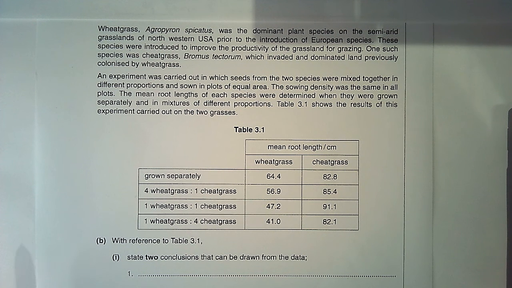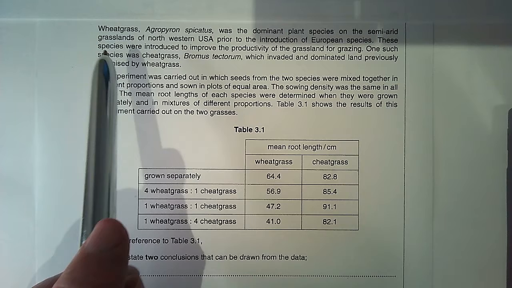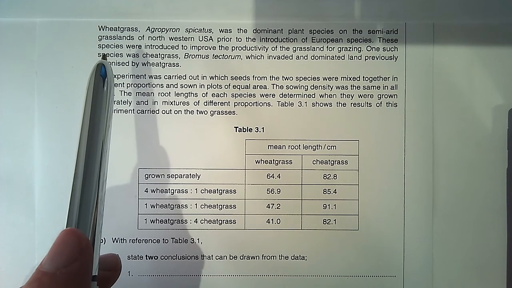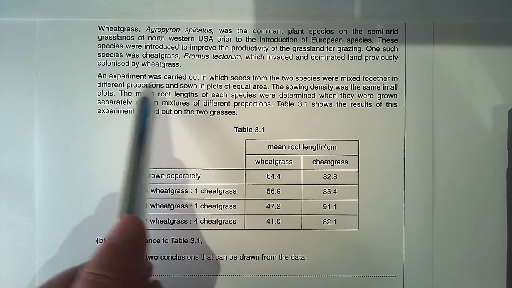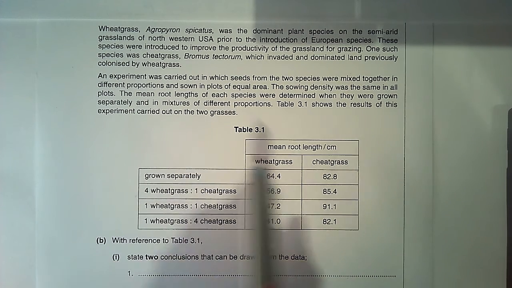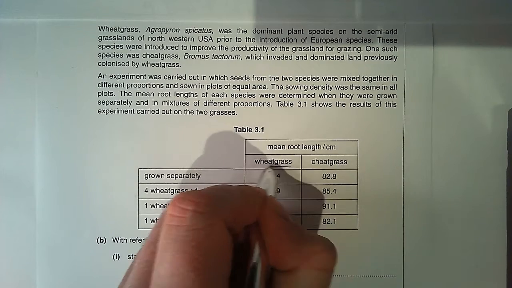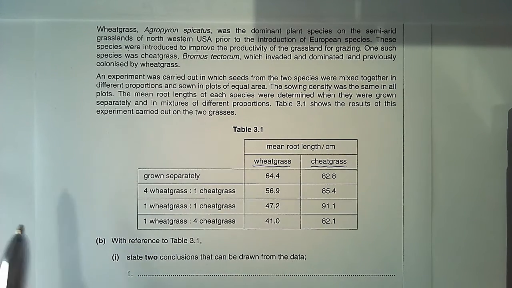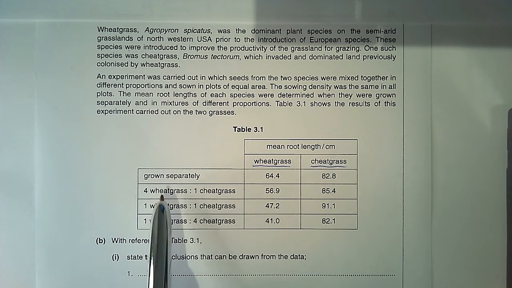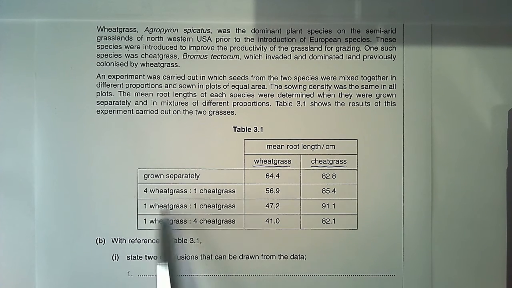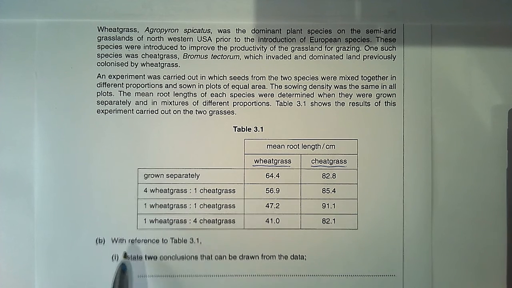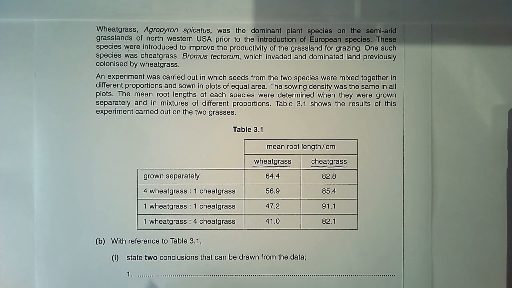This is an exam question that's about comparing data on two individual species. An experiment was carried out in which two seeds, wheatgrass and cheatgrass, were grown together and separately, and they've got different ratios of the wheatgrass and cheatgrass. The question says, with reference to table 3.1, state two conclusions that can be drawn from the data.